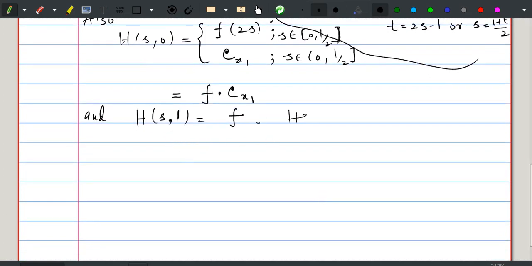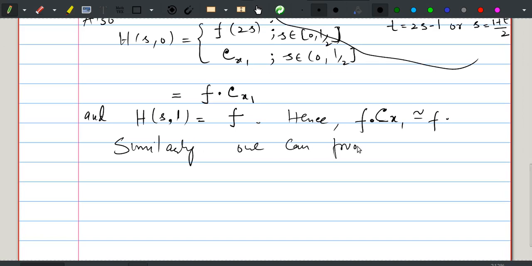Hence f dot c_x1 is homotopic to f. Similarly, one can prove that c_x0 dot f is homotopic to f, and it is left as an assignment for the viewer to exhibit this homotopy.